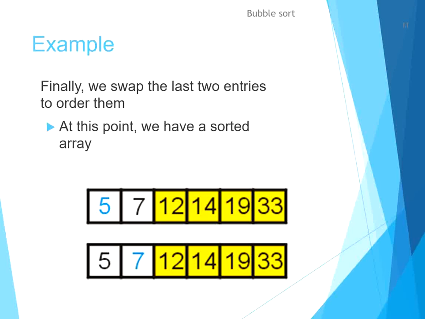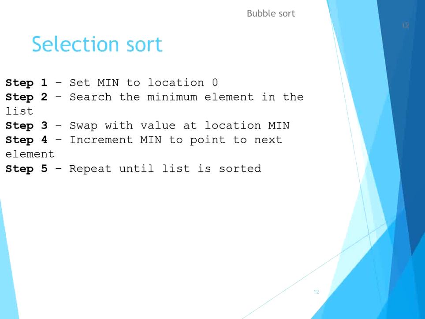Now we discuss the second sorting algorithm, that is selection sort. First, you just see the algorithm: at the very first step we set the minimum location, min, to location 0. We start from index 0 and we set the first value as min. We assume that this value is the minimum value. Then we search for the minimum element in the list.